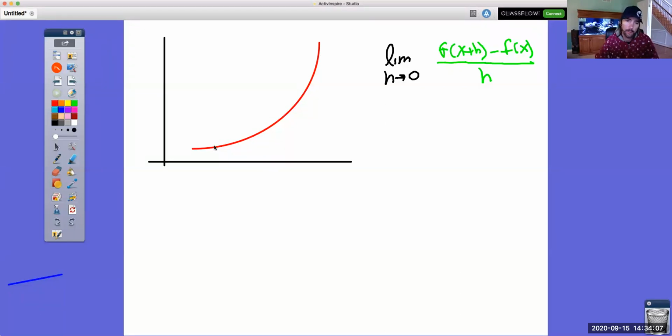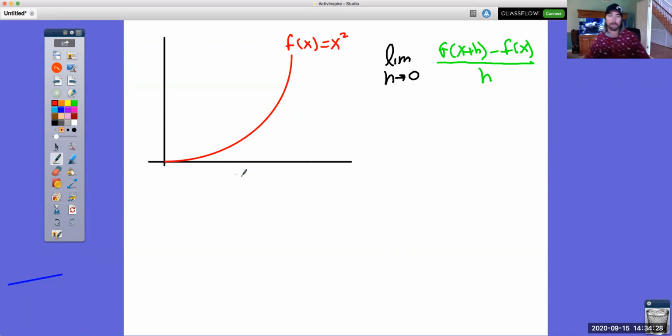All right, let me go back to my original picture that I had with you guys. This was the original function that I was interested in finding the derivative of at a specific point that I called x. Let me change this just to make life a little bit easier. Let me bring this curve down. And instead of just calling that f of x, let me tell you that f of x happened to be x squared. Let's calculate the derivative of x squared using the limit definition.